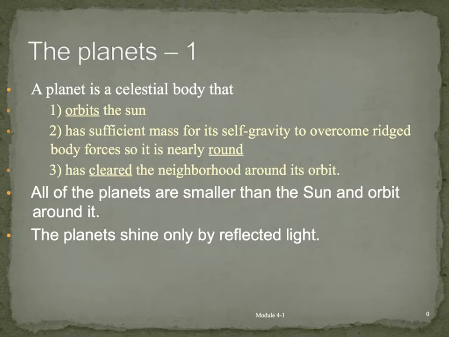One, it needs to orbit the sun. Two, it has to have sufficient mass for its self-gravity to overcome rigid body forces, therefore making it nearly round. And three, it has to clear its neighborhood of its orbit. Pluto, unfortunately, does not meet these requirements. Unfortunately for Pluto, it does not meet number 3. It did not clear its neighborhood around its orbit.